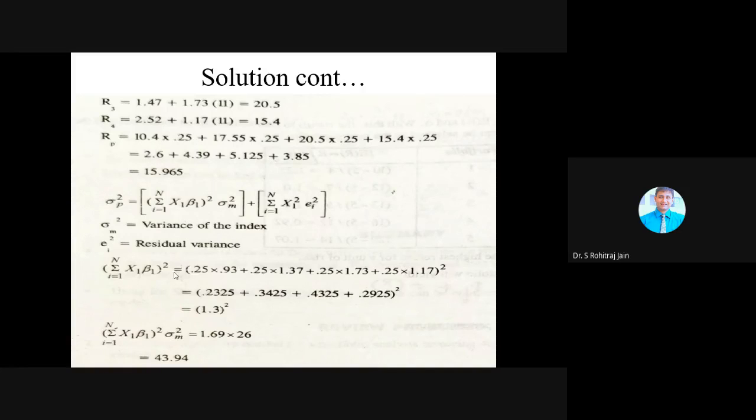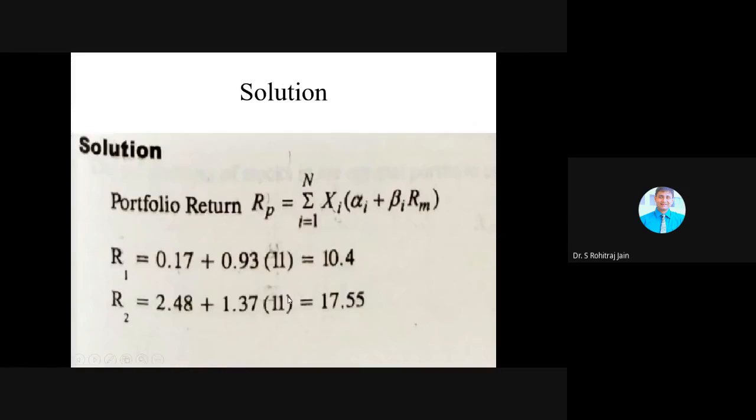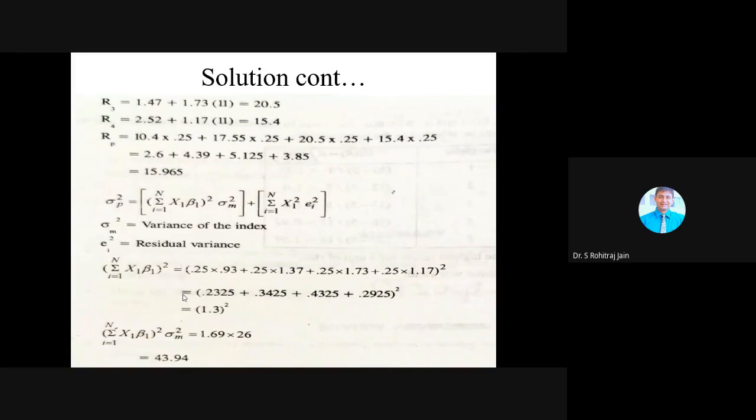Since there are four securities, I will do 0.25 into 0.93. From where did this 0.93 come? They have given it; all of you see here in the question, 0.93 is the beta of the first stock, 1.37 is the beta of the second stock, 1.73 is the beta of the third stock, and 1.17 is the beta of the fourth stock. They have given that, right? So using that, I apply here 0.25 multiplied by 0.93 plus 0.25 multiplied by 1.37 plus 0.25 multiplied by 1.73 plus 0.25 multiplied by 1.17, whole square. So I got 1.69. Now it doesn't stop here.